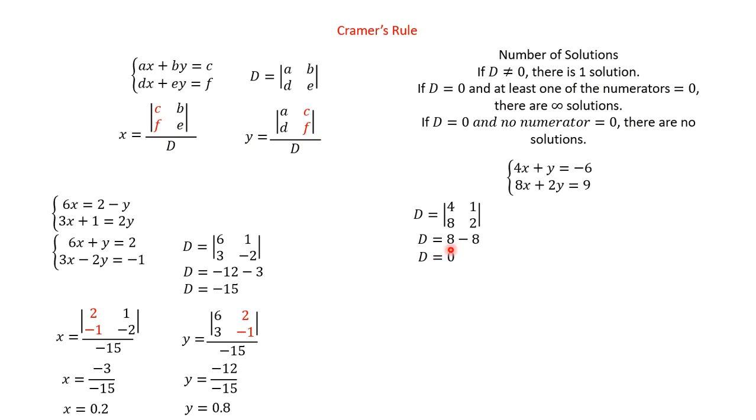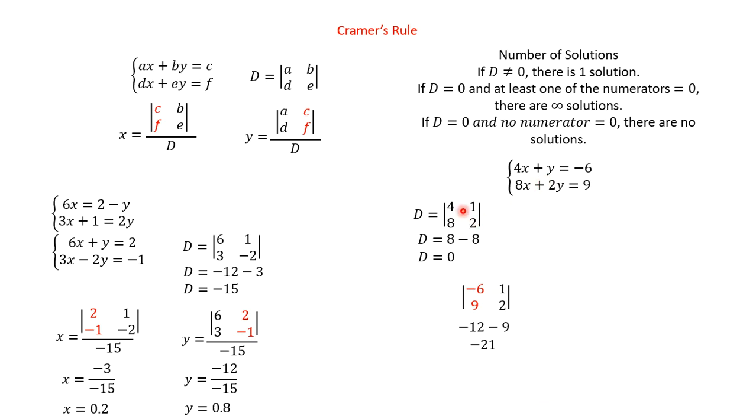So we just need to find the other two matrices, or the other two determinants, and see if they equal 0. Now, if we find one and it equals 0, we don't need to find the other one because we only need at least one of them. So, the first one, we're going to replace the 4 and the 8 with the -6 and the 9. We can multiply. -6 times 2 is -12. Minus 9 is -21. More importantly, it's not 0.